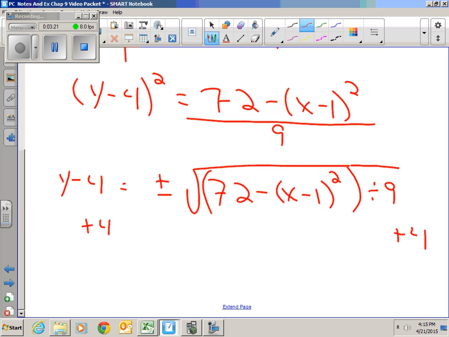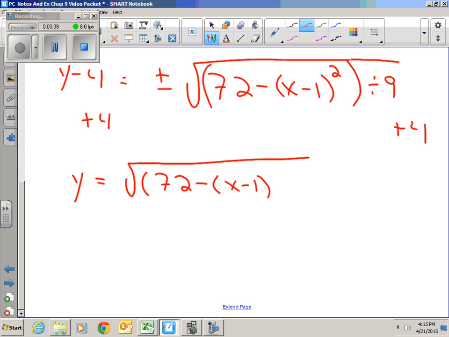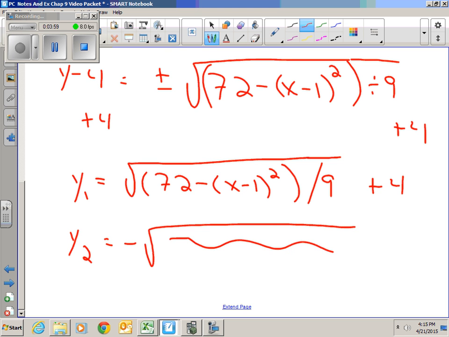So what I'm going to type into the calculator is this. And you need to be careful when you do that. I'm going to type in y1, y equals, let's start with the plus. So plus, in parentheses, 72 minus quantity x minus 1 squared, close my parentheses, still in the radical, divide that by 9, and then outside the radical I add 4. In y2, I'm going to type in the exact same thing, but this time I'm going to take the negative of my radical, so the same exact radical, and I still have to add 4 to that when I'm all done.